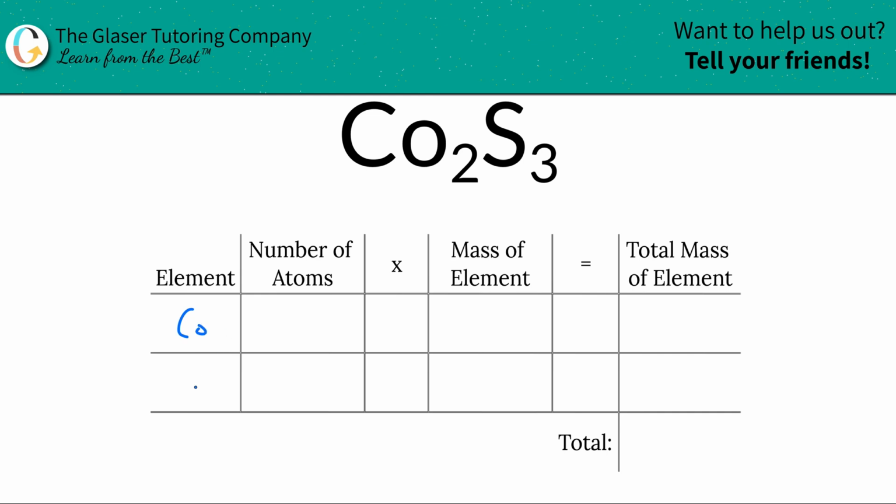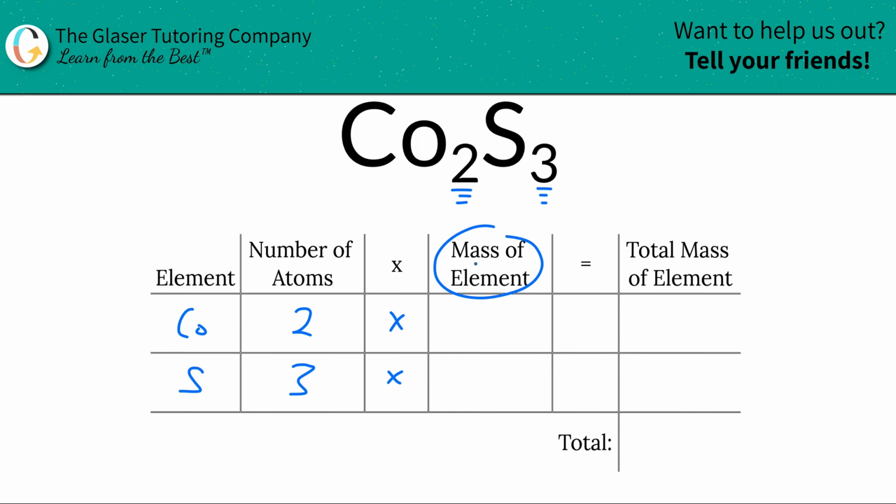So we see cobalt, Co, and we see sulfur, S. Next is to take into consideration the number of atoms of each, and that's where these subscripts come into play. So for cobalt, there's a 2, and for sulfur, there's a 3. So that means we have 2 atoms of cobalt and 3 atoms of sulfur. It could also represent moles, by the way, but here we're just concerned with the magnitudes.